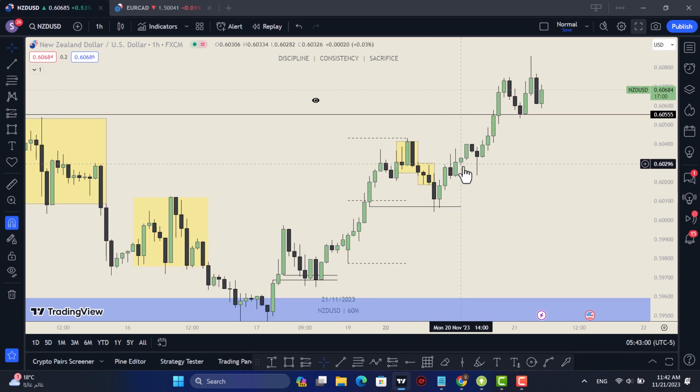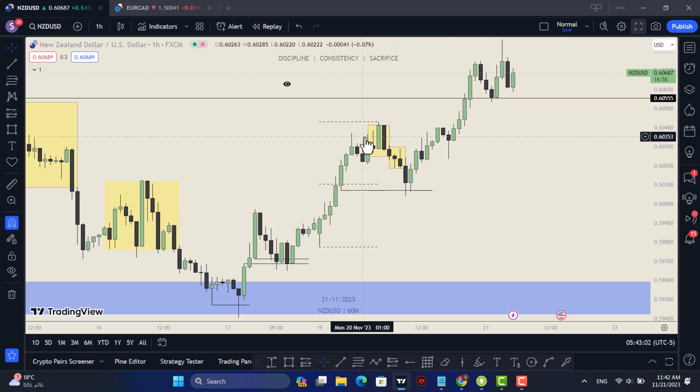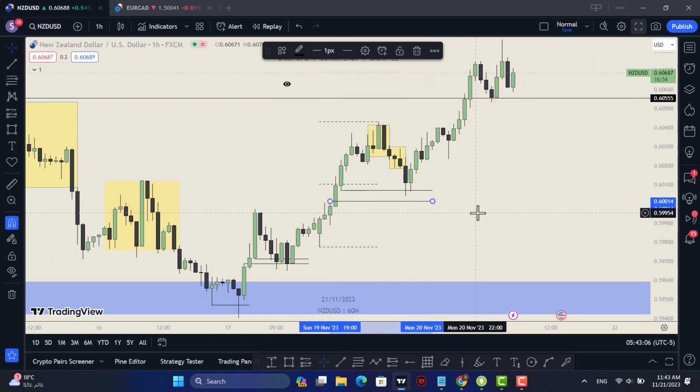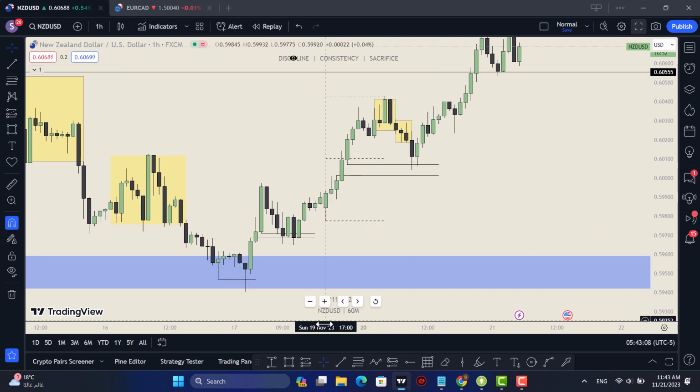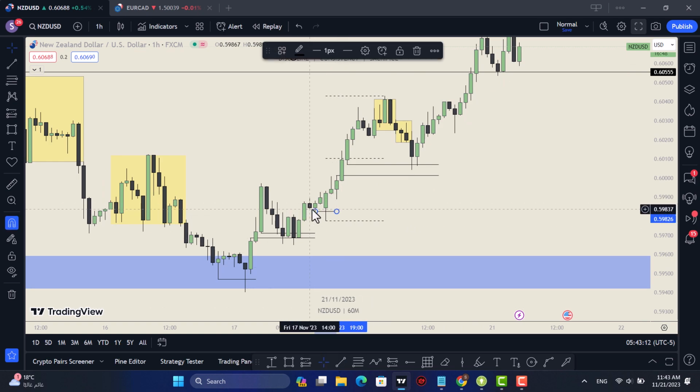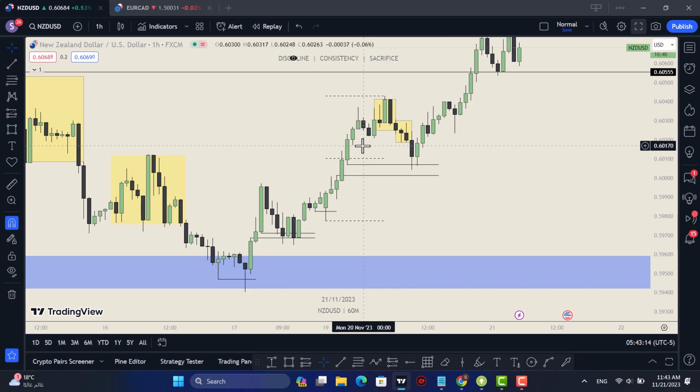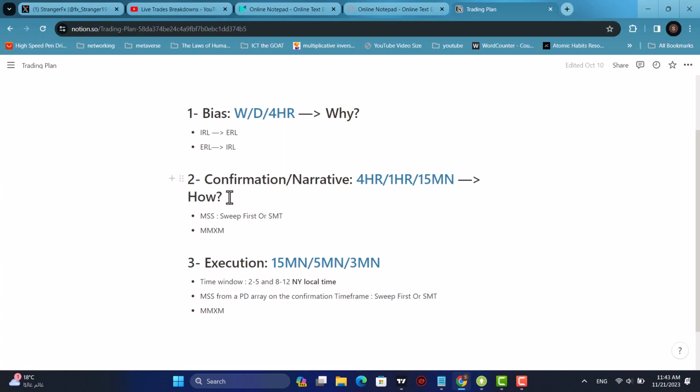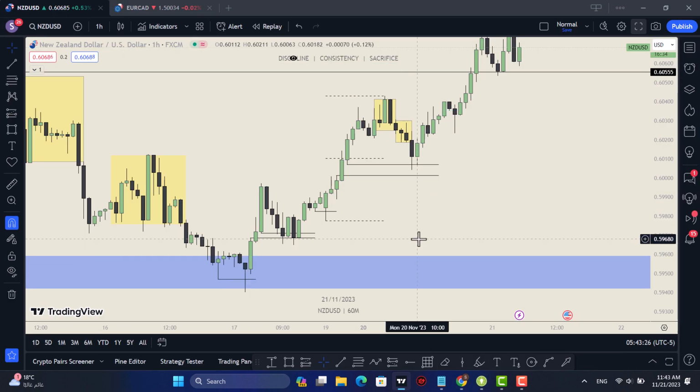So we have an expansion leg returning to what? A discount fair value gap. And we have also a sweep on this equal lows right here before this expansion leg. So let's check our plan. As you can see, we have a market structure shift, sweep first on SMT, we have a sweep, and we have also this market maker buy model, as you can see here, right?